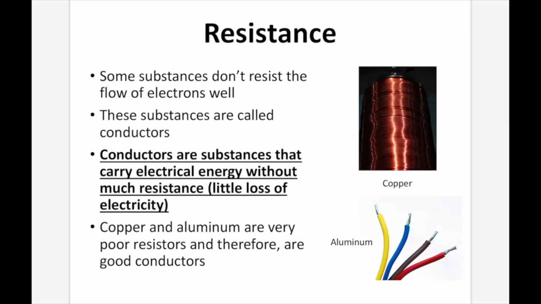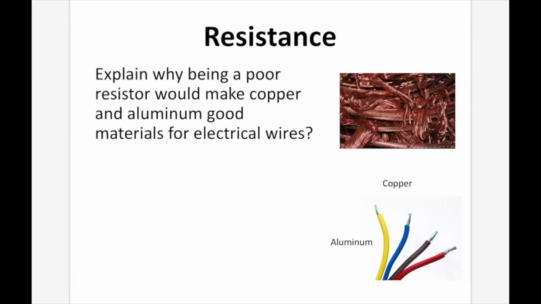Some substances don't resist the flow of electrons well. These substances are called conductors. Conductors are substances that carry electrical energy without much resistance, little loss of electricity. Copper and aluminum are very poor resistors and therefore make good conductors. So I want you to explain why being a poor resistor would make copper and aluminum good materials for electrical wiring. So pause the video, think about it, write your answer down, and then we're going to come back to it.